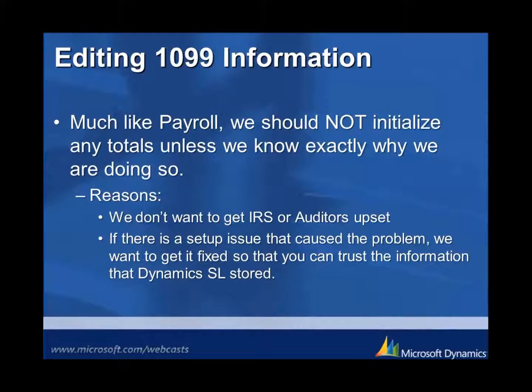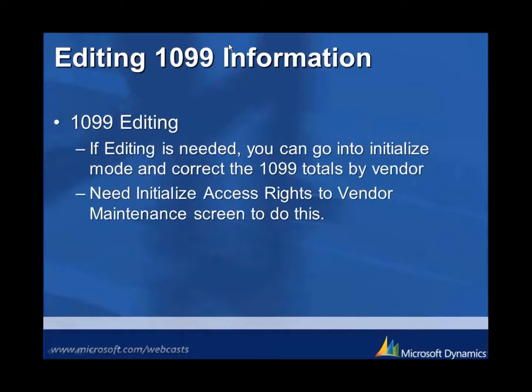We don't want to get the IRS or the auditors angry, and if there's a setup issue that caused the problem, we want to make sure that it gets fixed. If you can't trust the information that Dynamics SL puts in the system, then we need to make sure that you can. However, in the event that you do need to do any editing, you can go into initialize mode and correct the 1099 totals on a vendor-by-vendor basis. You do need to have initialized access rights to the vendor maintenance screen to do it.